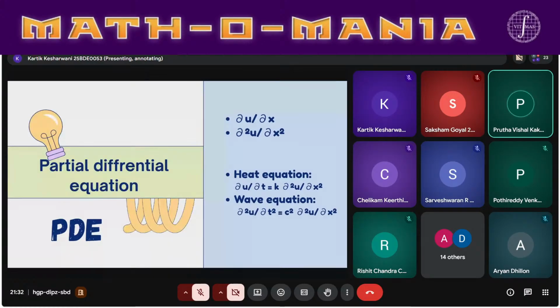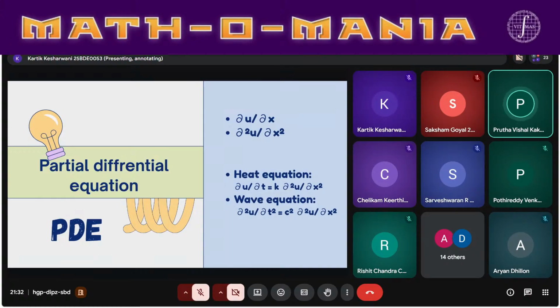This means that expressions like del u by del x and del square u by del x square, which are differential operators in the spatial domain, are replaced by simple multiplicative factors acting on the transformed function. As a result of this transformation, the original PDE, such as the heat equation or wave equation, is converted into an ordinary differential equation in terms of time for each frequency component.